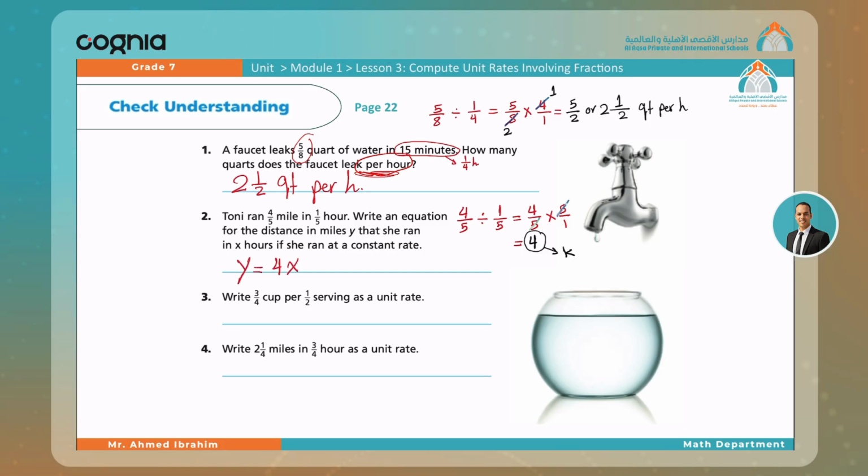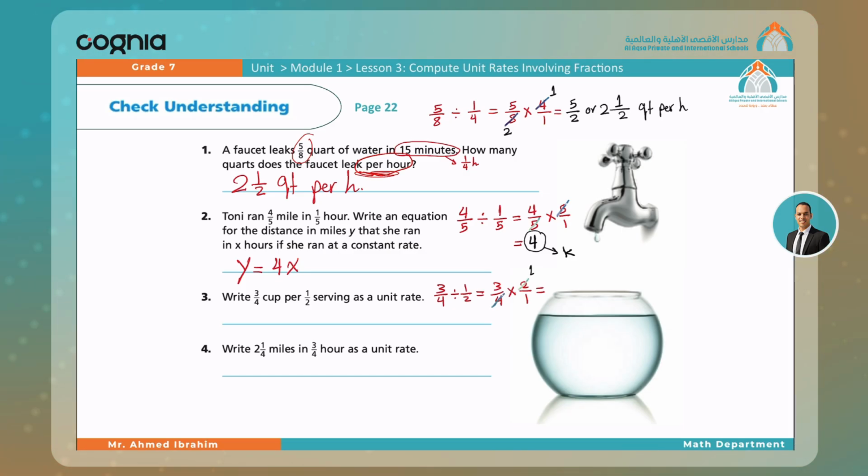Question number 3. Write 3/4 cup per half serving as a unit rate. Unit rate, the same thing, just divide. So 3/4 divided by a half. Keep the 3/4, change the divide to multiply, and the half, flip it to make it 2/1. You can simplify the 2 and the 4. Both can be divided by 2.